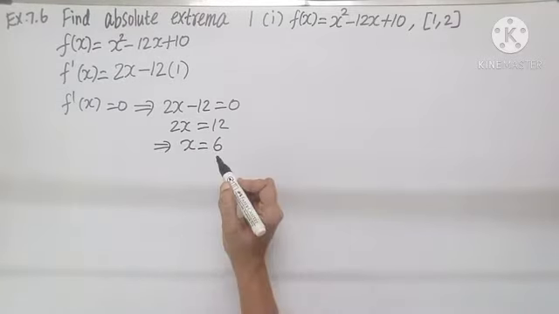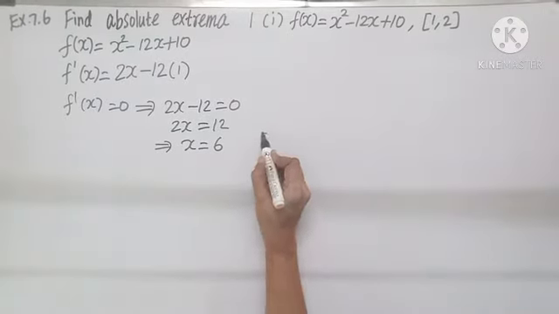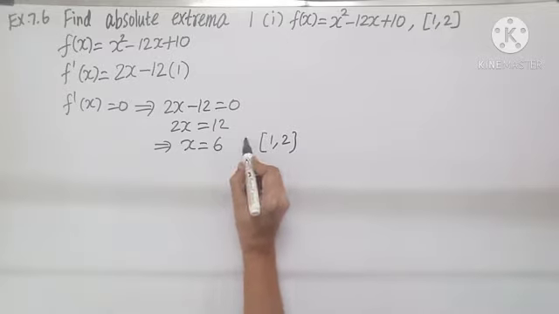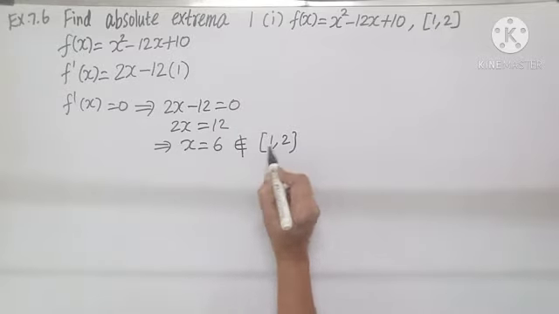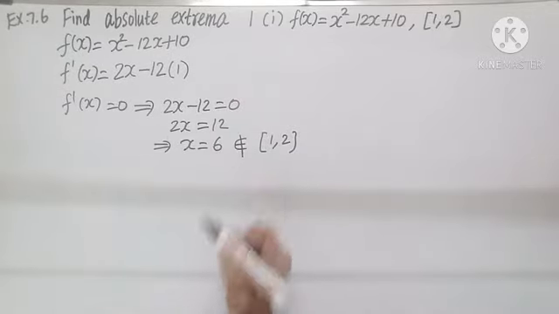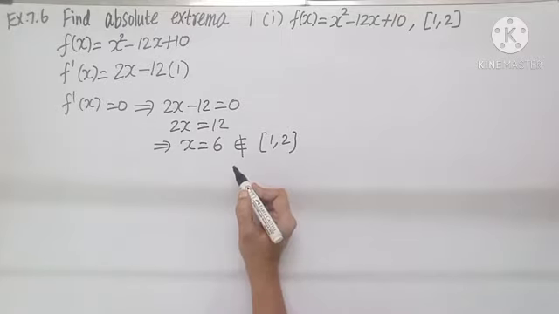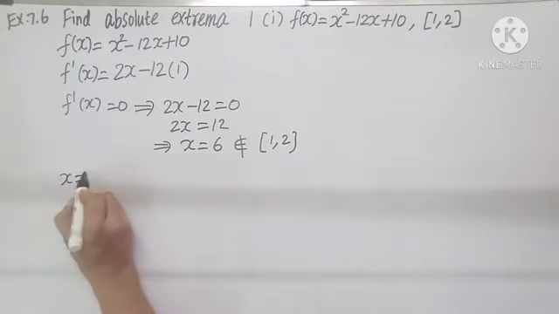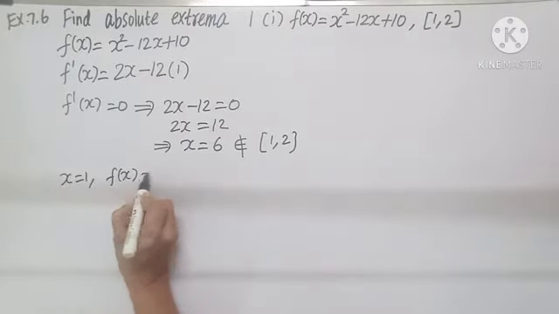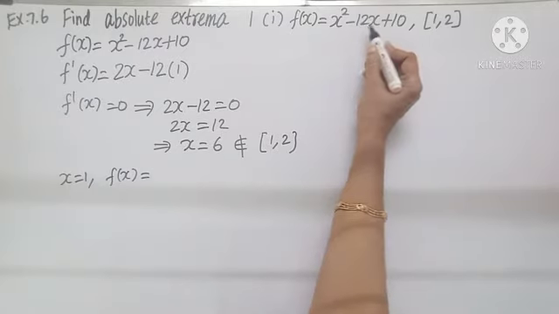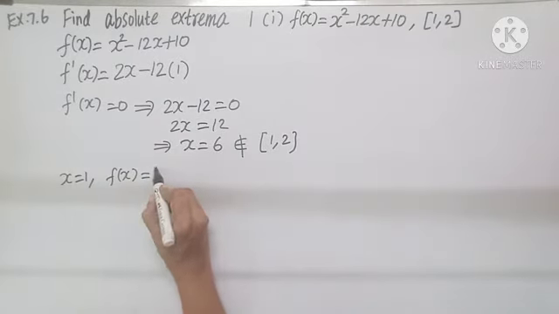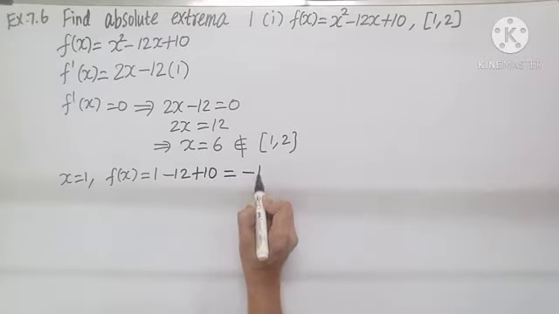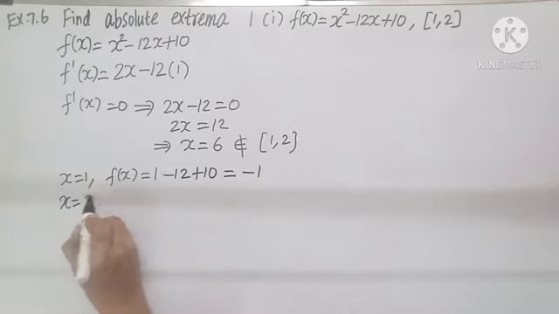2x is 12, which gives rise to x is equal to 6. But the given interval is only 1, 2, from 1 to 2. 6 does not belong to the interval 1 to 2. So ignore this. We need to include only the end values. When x is equal to 1, find f of x. Wherever x is coming, put 1. I get 1 minus 12 plus 10. That is minus 1.